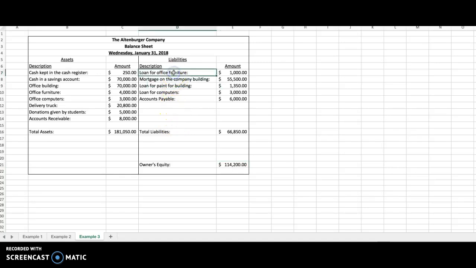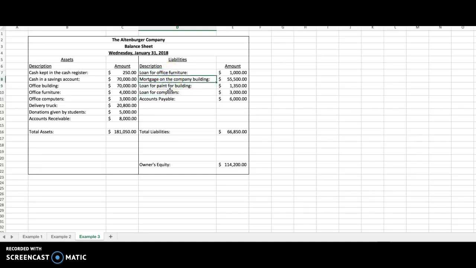A couple things with this. In the liabilities, you see loans, office furniture, loan for paint, loan for computers. Those could be separate if we feel the need to, so that people understand what we owe money for, but they all could be lumped together in one accounts payable. Now that may be a little bit unclear to the owners who see this balance sheet, because they would wonder what these accounts payable are about. So sometimes they're separated out. But for right now, we have some loans that we owe.